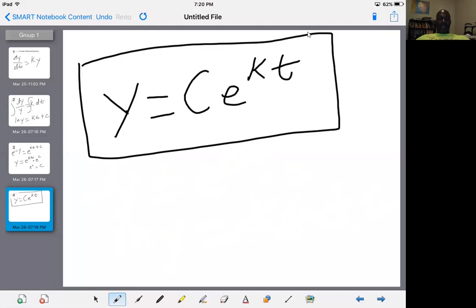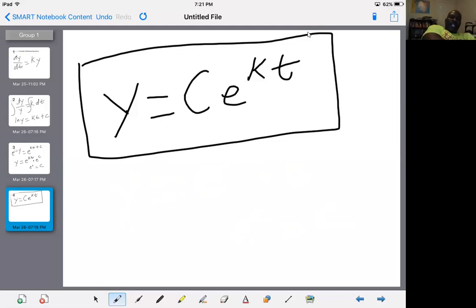Now the C is important. So in this solution, we have y, which is a variable. We have c, which is a constant. We have e, of course, which is a well-known constant. We have k, which is a constant, the proportionality constant. And we have t, which is a variable. So we have two variables, y and t. We have two constants that typically we need to find, c and k. We don't need to find e. e is a well-established constant.